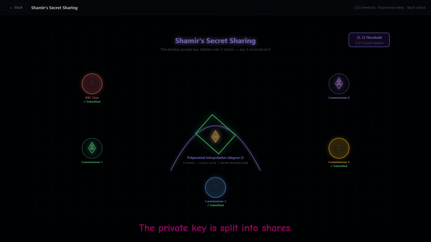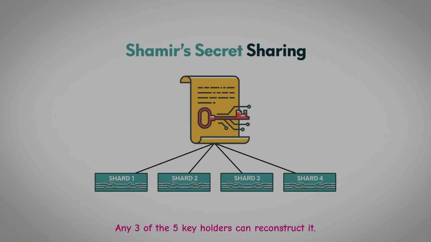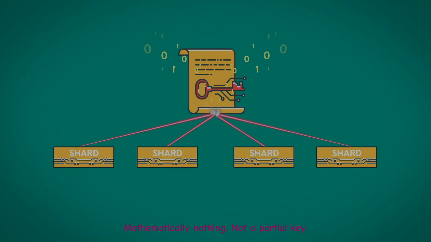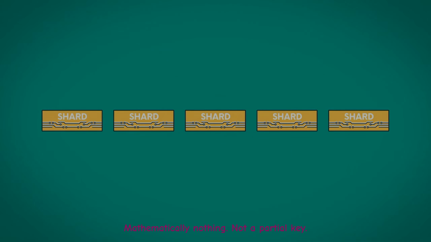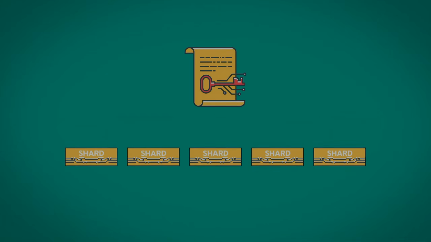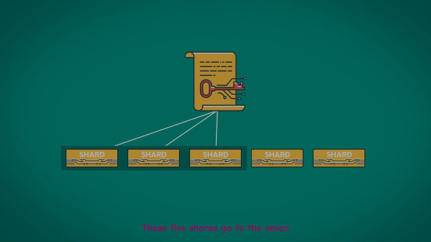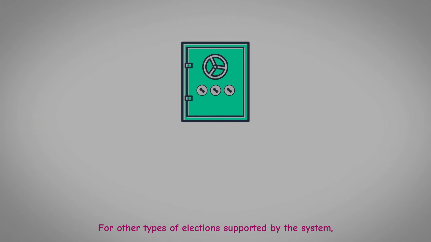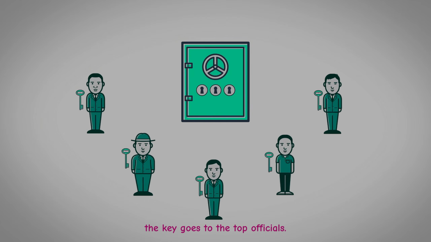The private key is split into shares, let's say 5. Only 3 of the 5 key holders are needed to reconstruct it, but 2 of 5 or 1 of 5 gives you nothing, mathematically nothing, not a partial key, just nothing. These 5 shares go to the 7 independent commissioners. For other types of elections supported by the system, the key goes to the top officials.